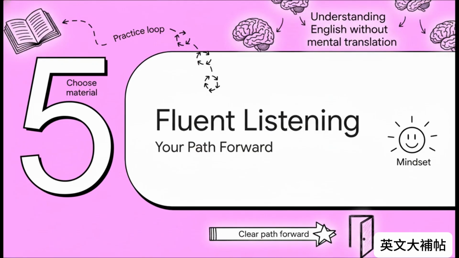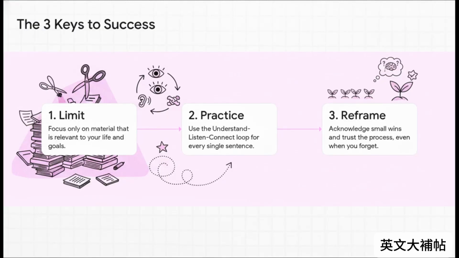So let's pull all of this together. We've talked about the core idea, the nitty-gritty practice loop, and the mindset you need to have. This is your roadmap. This is your path to truly fluent listening. It all really boils down to these 3 key ideas. First, limit your focus to material that is actually relevant to your life. Second, practice that understand, listen, connect loop on every single sentence. And third, reframe how you see progress. Focus on those small wins and trust that forgetting is just part of the journey.